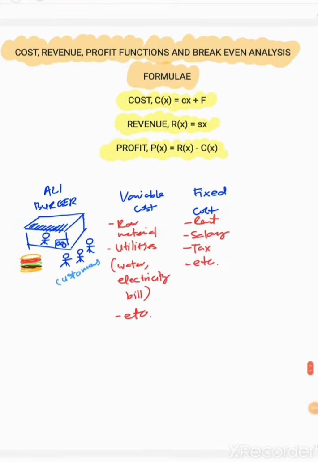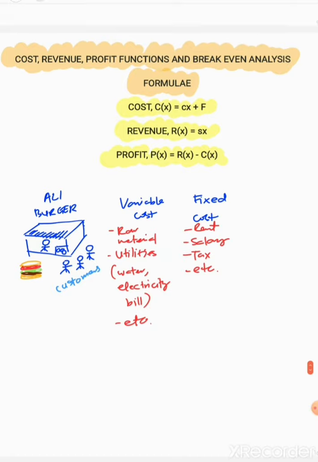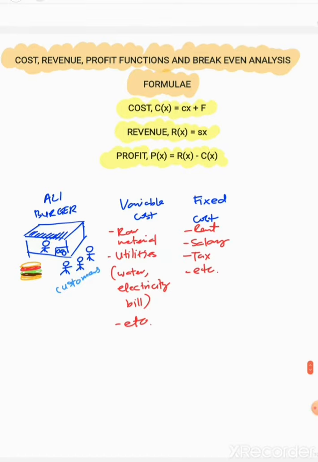This is the last topic in 3.6, cost, revenue, profit functions, and break-even analysis. Now I give you one situation where Ali is the owner of the Ali Burger stall. If you can see here, Ali is selling a burger. Now we are trying to relate the situation with the formulas we have here, cost, revenue, and profit.